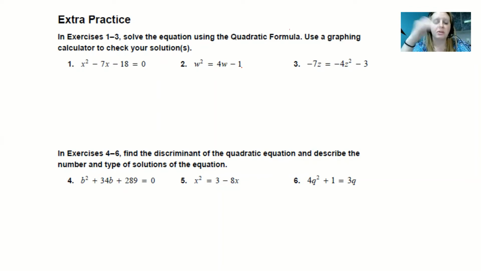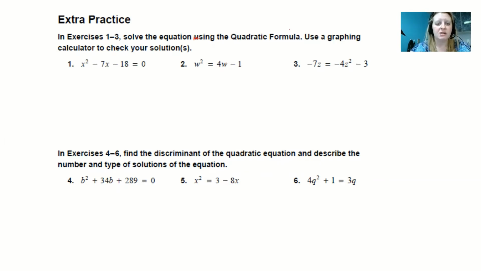In our last couple videos, we learned how to use the quadratic formula, where it came from, and then we learned about the discriminant. So we're just going to do some practice problems to help that sink in a little bit. However, I'm going to change it. It says solve the equation using quadratic formula.